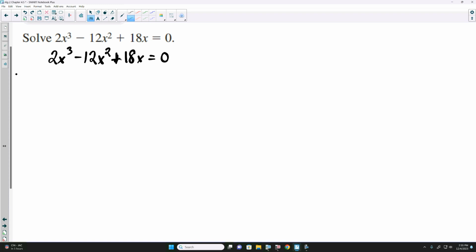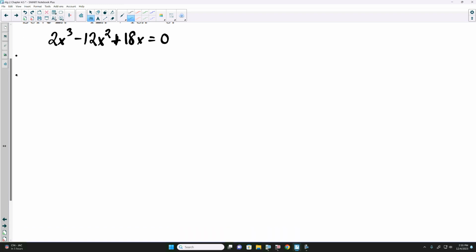Well, we don't have a way to factor this as it is, but we can start off by looking for a greatest common factor. Is there something in common with 2x cubed, 12x squared, and 18x? 2. We can indeed factor 2 out of all three terms. Is there anything else in common with these three terms? They all have an x. We have x cubed, x squared, and x.